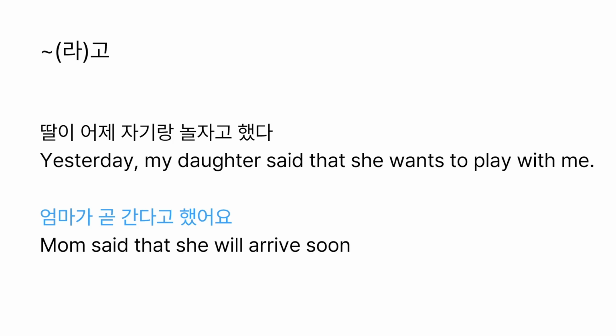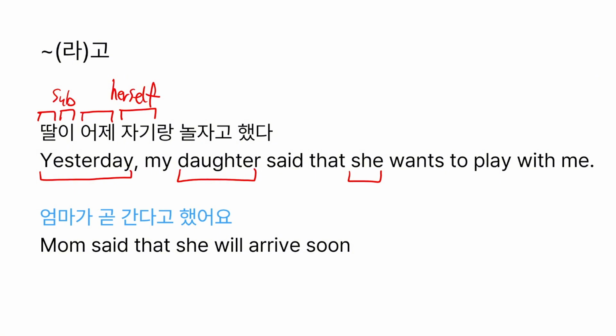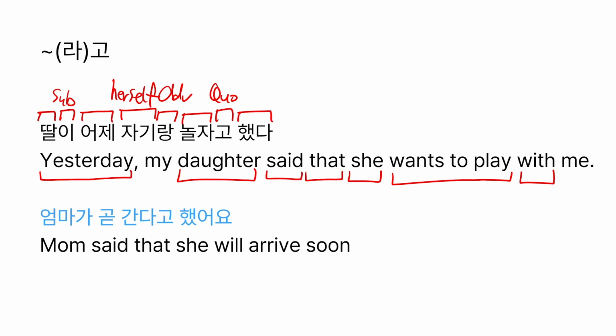The first example is 딸이 어제 자기랑 놀자고 했다. Yesterday my daughter said that she wants to play with me. In this sentence, 딸 means daughter, and 이 is the subjective case particle, and 어제 means yesterday, and 자기 means herself. But in the English translation, it is translated into she, and 랑 is the adverbial case particle that we learned, which is translated into with, and 놀자 means wants to play, and 고 is the quotative case particle which is translated into that, and 했다 means said.